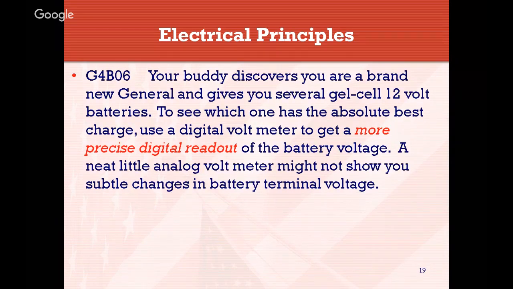Okay, your buddy discovers you are a brand new general and gives you several gel cell 12-volt batteries to see which one has the absolute best charge. Use a digital voltmeter to get a more precise digital readout of the battery voltage. A neat little analog voltmeter might not show you subtle changes in battery terminal voltage. And it's nice to have a voltmeter on hand to make sure that you can check things and make sure that the proper voltages are there.